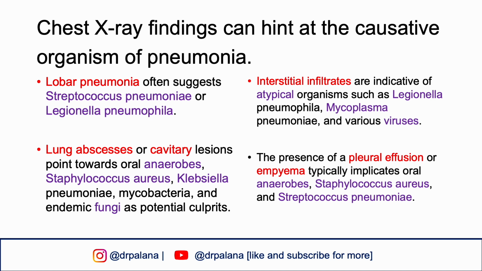Interstitial infiltrates are indicative of atypical organisms, such as Legionella, Mycoplasma, and other viruses. The presence of a pleural effusion or empyema typically implicates oral anaerobes, Staph, or Strep pneumoniae.